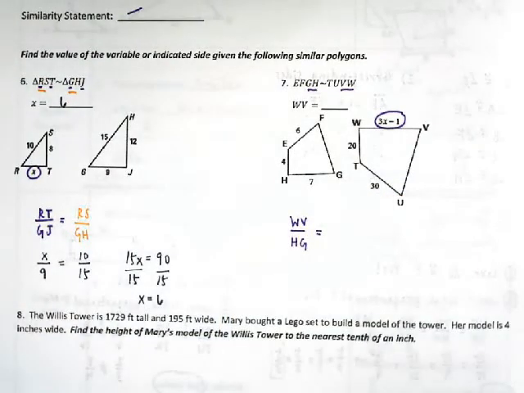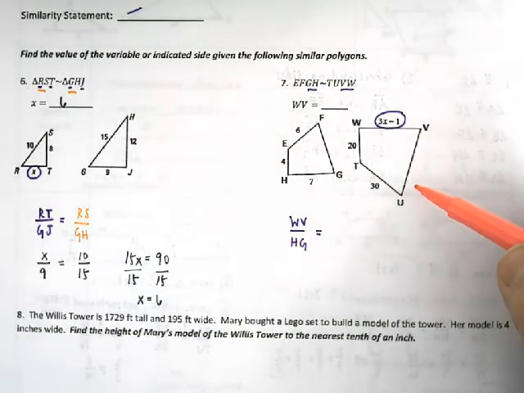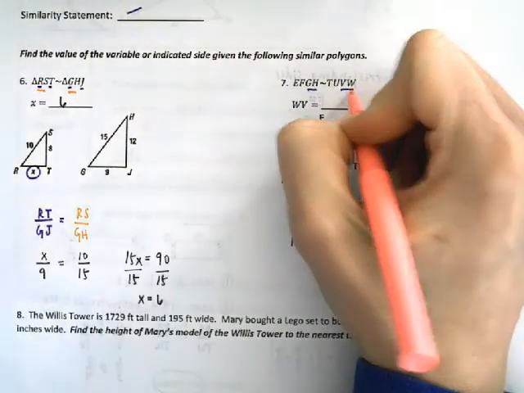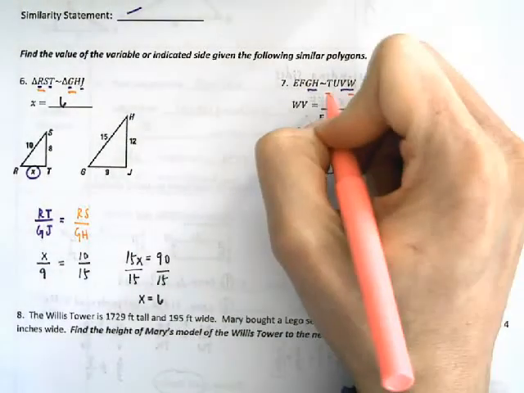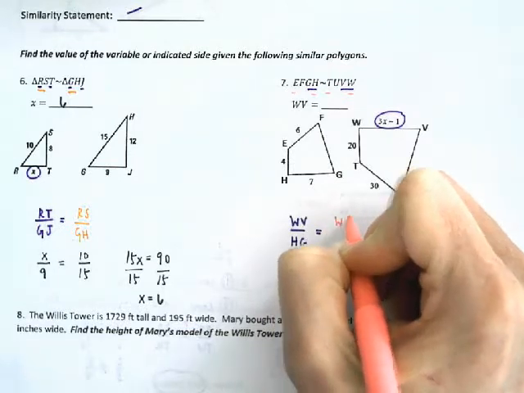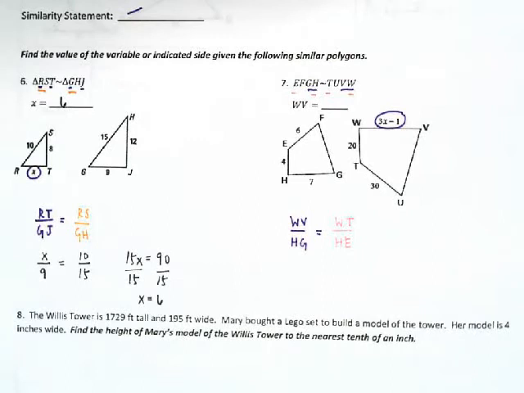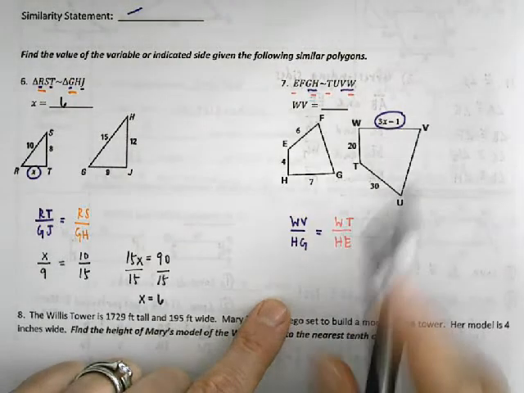Now I need to find another pair of sides. The only one that I'm going to avoid is UV because I don't know that length. So I'm going to go ahead and pick WT. I know that WT corresponds to HE. So WT corresponds to HE. And again, I'm using that similarity statement here because I don't have them oriented the same way. And again, just like before, I'm going to plug in what I know.